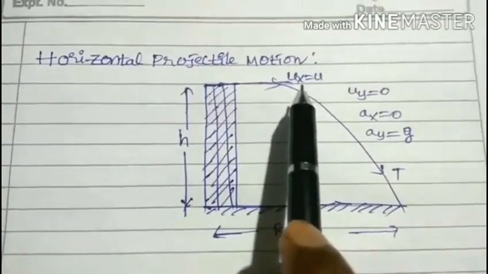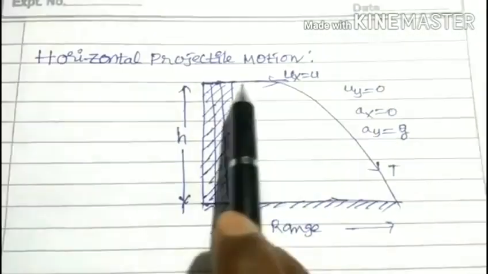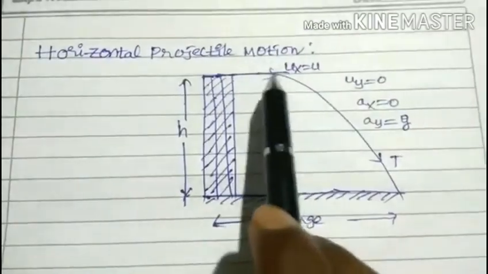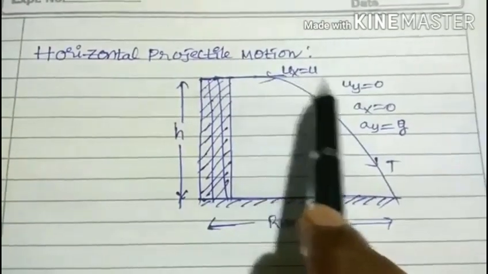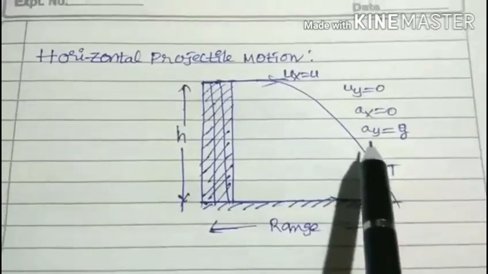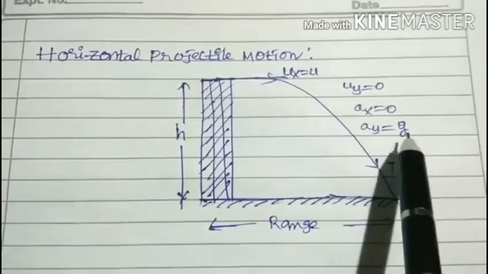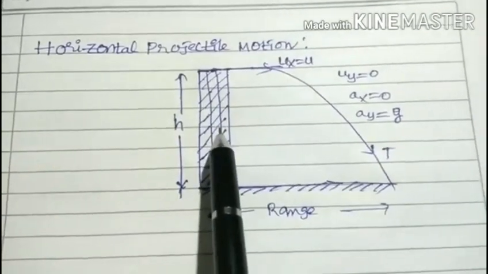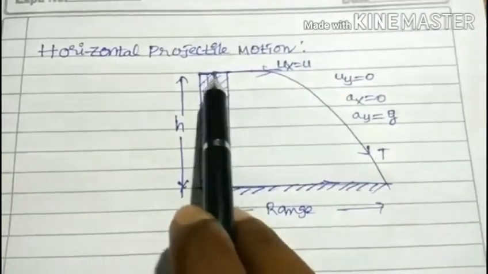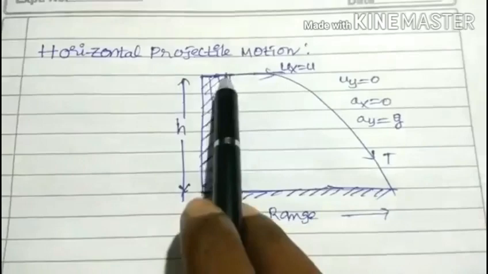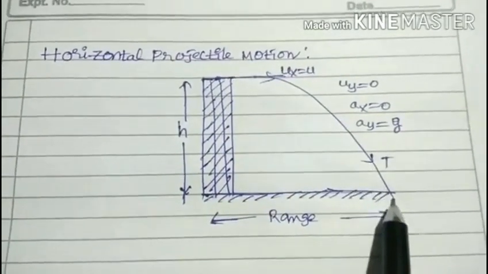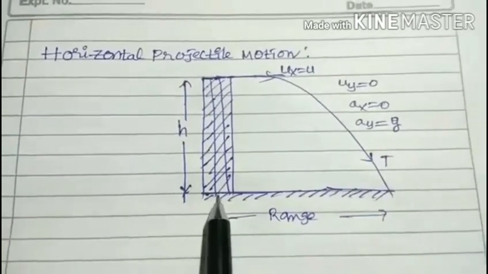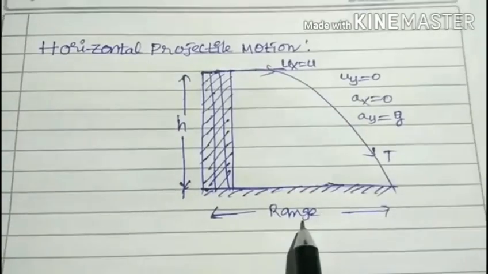The velocity of the body is ux equal to u, and there is no velocity of the body in the y direction, that is uy is equal to 0. The acceleration of the particle along the x direction, ax, is equal to 0, and the acceleration along the y direction, ay, is equal to g. There is no need to find the time of ascent, because the body is already placed at a certain height. The total time taken by the body to reach the ground is the time of flight, and the horizontal distance traveled by the particle is known as the range.